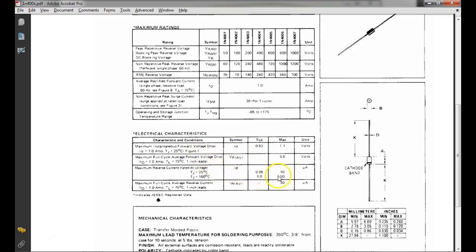This is the reverse current right here. So if we break this thing over, typically we're going to see around 50 nanoamps. Now, 50 nanoamps compared to 1 amp, it's not too much, right? If we have a junction temperature of 100 degrees centigrade, it can go all the way up to what?